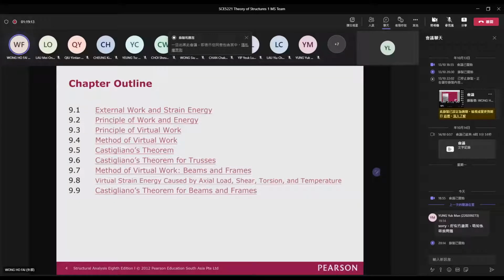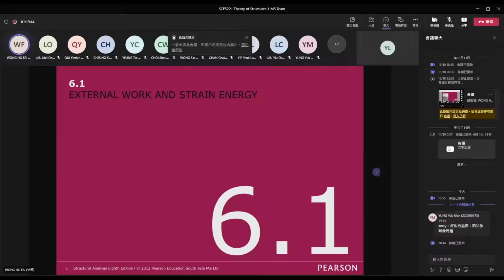First of all, we will mention the external work and then the strain energy. Then we will mention the principle of work and energy, principle of virtual work, method of virtual work, and then the Castigliano theorem for truss, method of virtual work for beams and frames, virtual strain energy caused by axial load, shear, torsion, and temperature, and finally the Castigliano method for beams and frames. First of all, we will introduce the external work and the strain energy.